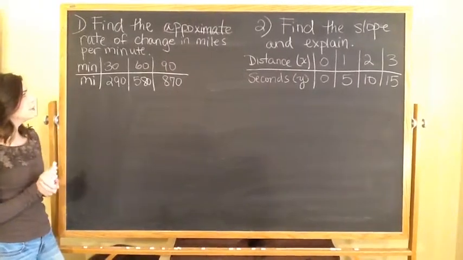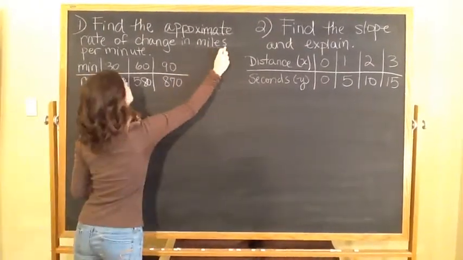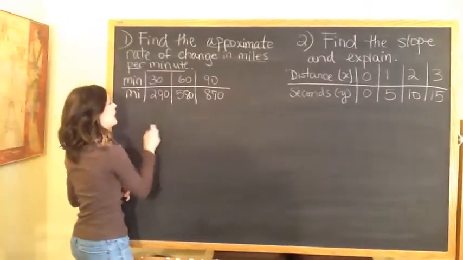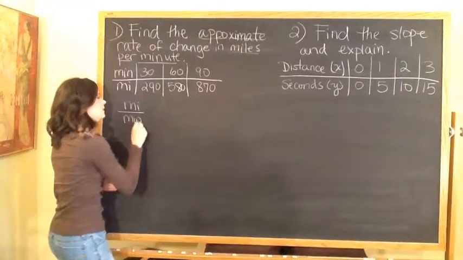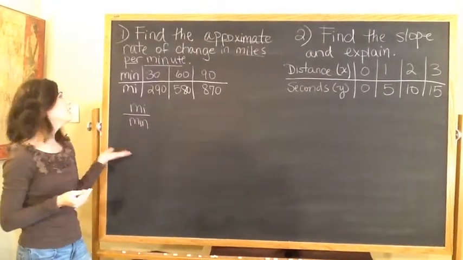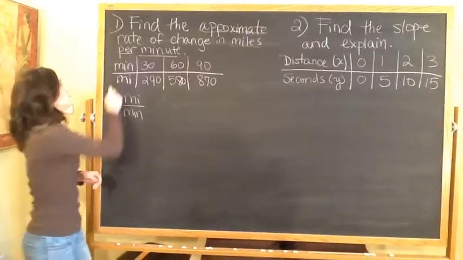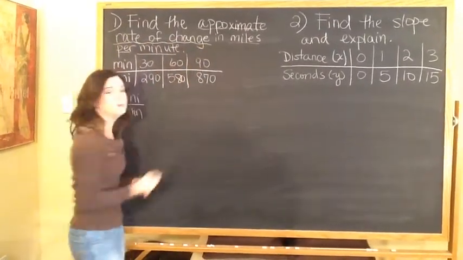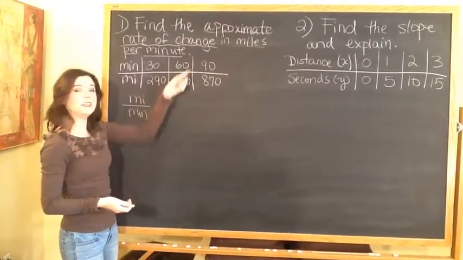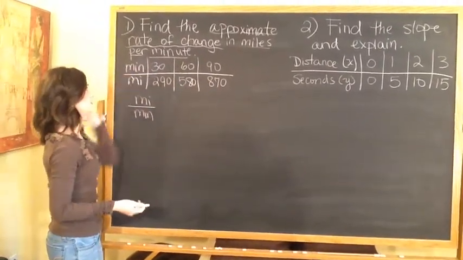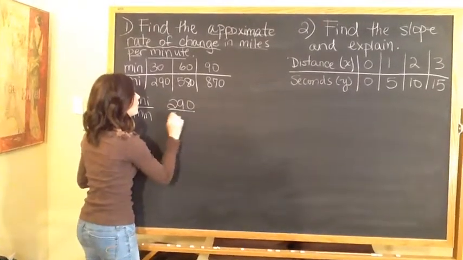Another thing I noticed is that we are going to find the change in miles per minute, so all of our miles are going to be in the numerator and our minutes in the denominator. And since we're finding the rate of change, we are going to look at this chart and pick out one of these points. So I'm going to choose this one: 290 over 30.